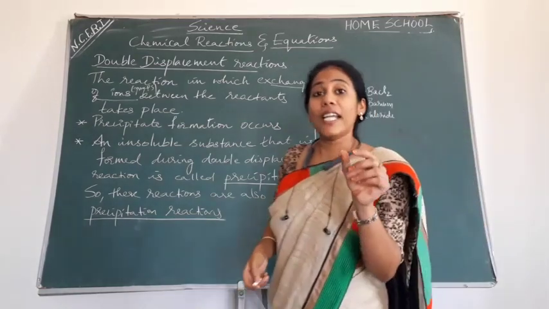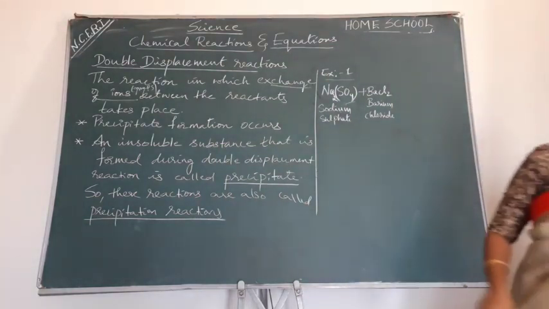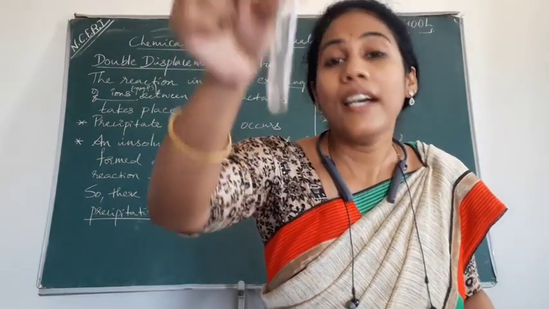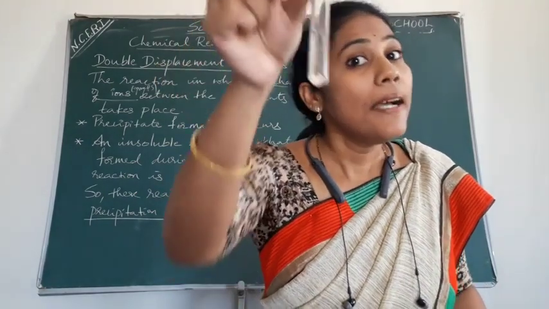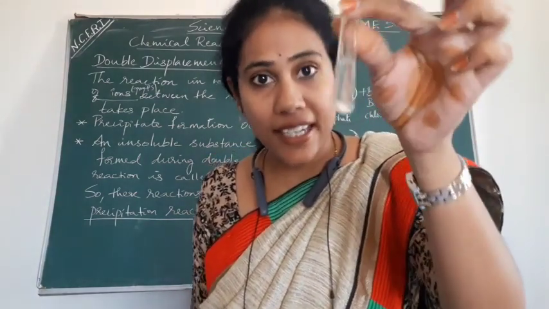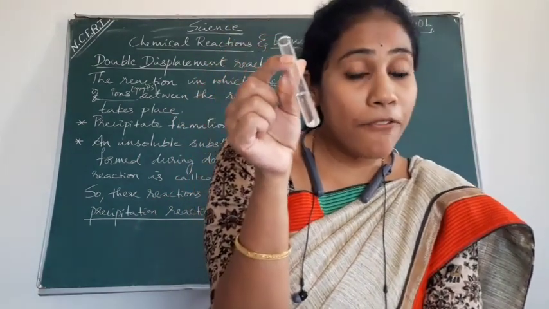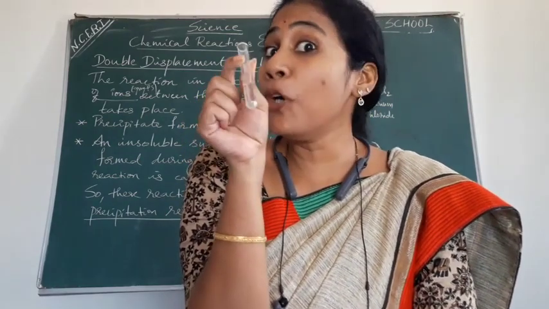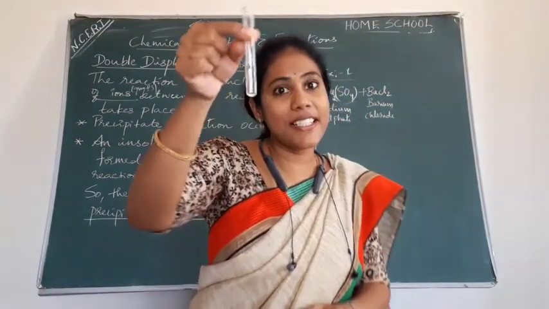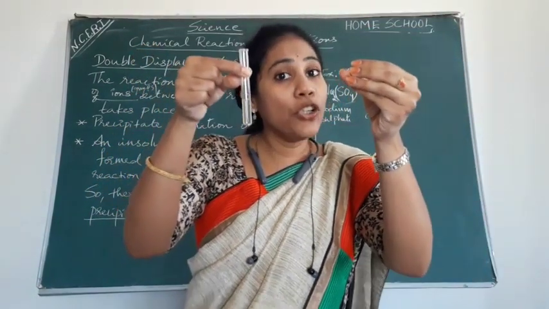And both are colorless liquids. They just look like water. See, I took a water-like substance in this. This is called barium chloride. And sodium sulfate also looks like this, just like water. Barium chloride also looks like water, sodium sulfate also looks like water. And when I combine both of them, imagine this is barium chloride. In another test tube I took sodium sulfate, which is also looking like water.